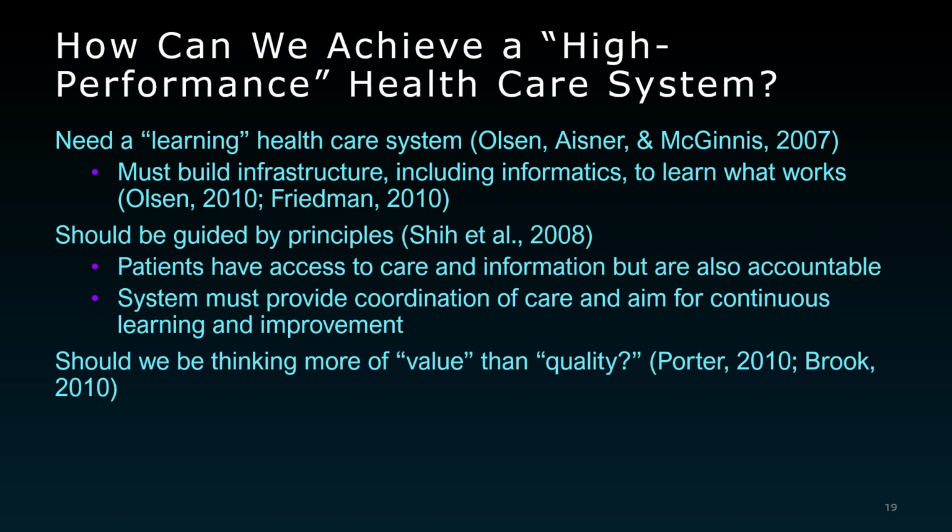And one of them is all patients should have access, not just to care itself, but also to information. And just as importantly, patients need to be accountable for using that information to make informed, appropriate decisions. Also, providers must coordinate care across the entire continuum: primary care, specialty care, hospitals, rehab, even home care. No more silos. And perhaps most importantly, providers and organizations need to embrace continuous learning and improvement, always measuring, always adjusting, always striving to do better.